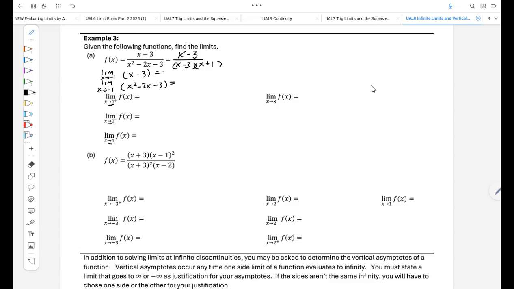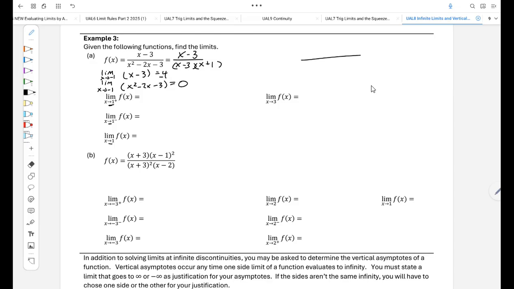Negative 1 minus 3 is negative 4. And the denominator is going to give us 0 because it has the x plus 1 in its factoring. You can skip doing negative 1 squared minus 2 times negative 1 minus 3. Once you see that, that tells you the whole thing overall is going to be 0. Okay, so that's good notation. That's showing me non-zero over 0. That's why I'm going to be writing infinities.